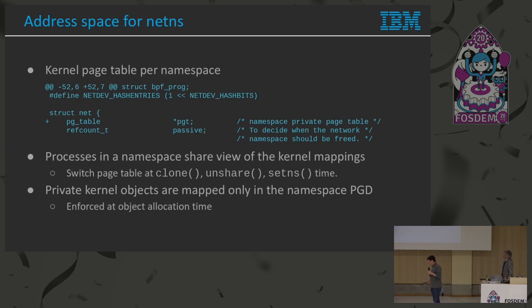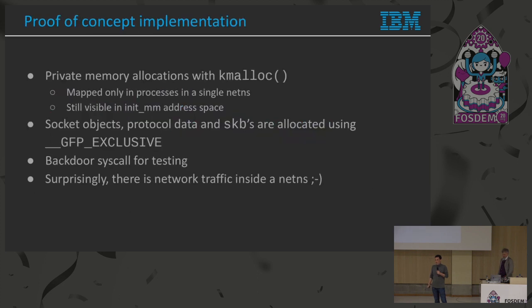And if we look again at address spaces for network namespaces, we add the page table to struct net, which is the kernel representation of the network namespace. Then whenever a process joins the network namespace using clone, setns or something like that, its page table gets overwritten with the page table that is common to all the processes present in that network namespace. And every allocation of memory inside the kernel makes sure that the page is allocated privately to that namespace and that it is not visible in the direct map in other namespaces.